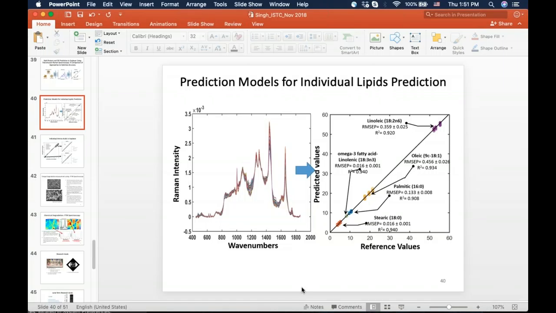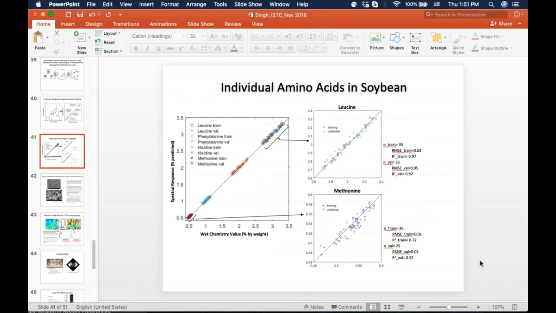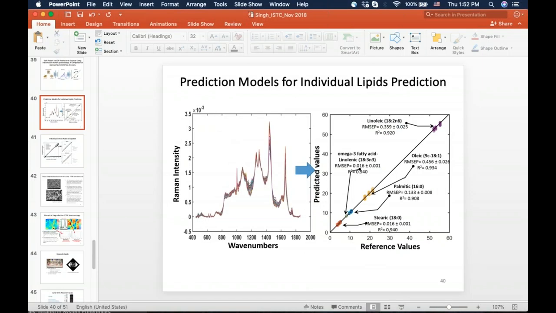So will you be able to assign the peaks in Raman to different fatty acids, or are you taking the whole spectrum, doing treatment of that spectrum, and then doing the prediction? The model should be able to tell us that. I mean, we haven't done it for individual ones. We did peak assignment for bulk protein and bulk oil. But I think that can be done.